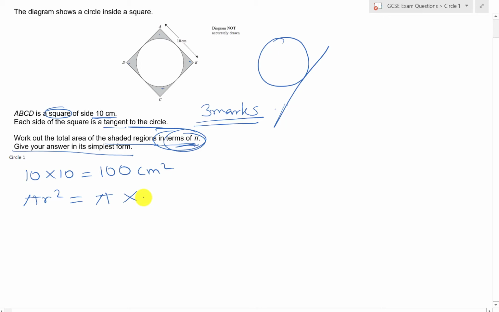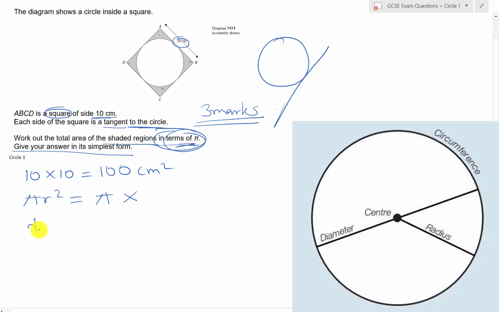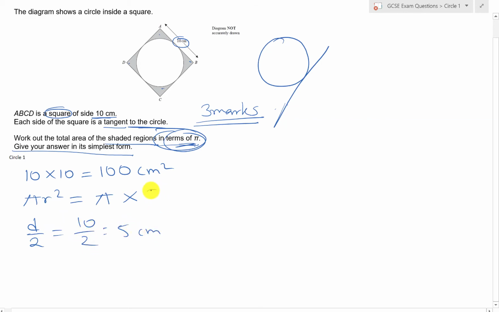Now what is a radius? We need to find out. We've got the diameter here. So what we need to do is half the diameter. So diameter divided by 2, which is 10 divided by 2, which is 5 centimeters. It's the radius, so it'll be 5 centimeters and 5 squared.